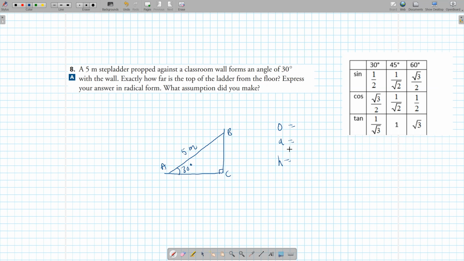A is 5. A is not 5. AB is 5, which is the hypotenuse. Which one are we looking for, the O or the A? We want the distance from the floor. We're looking for A, the adjacent, which is AC, correct? We're looking for this distance. We don't know O. We also do not care about the height of the wall, so we can just get rid of that. Which ratio uses A and H?